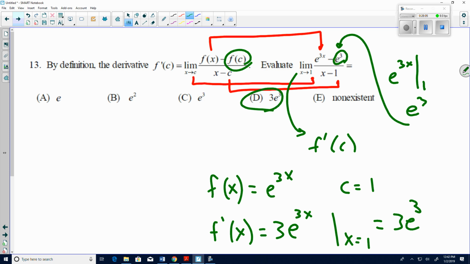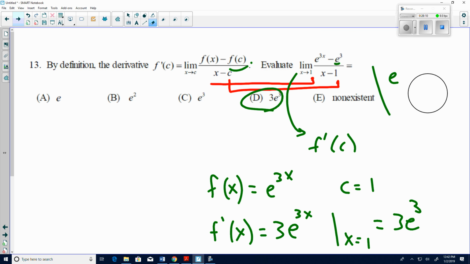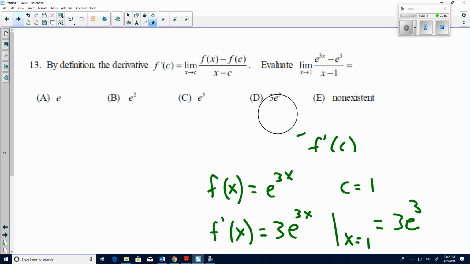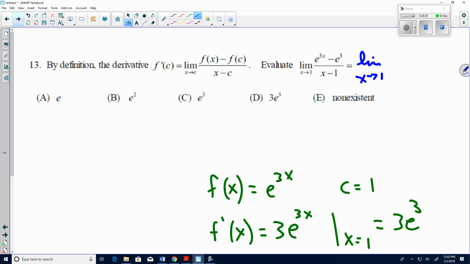You could have done this using L'Hopital's rule. We had talked about L'Hopital's rule a couple weeks ago. With direct substitution, we try plugging 1 in, we get 0 over 0, which is not the answer. So we take the derivative of the top. The derivative of e to the 3x is 3e to the 3x. The derivative of this constant is 0. And the derivative of the bottom is 1. So now we'll work this problem, and direct substitution gives us 3e cubed. Either way.